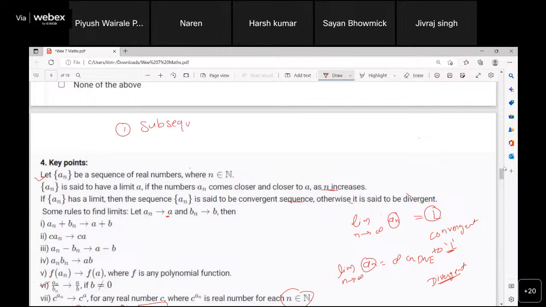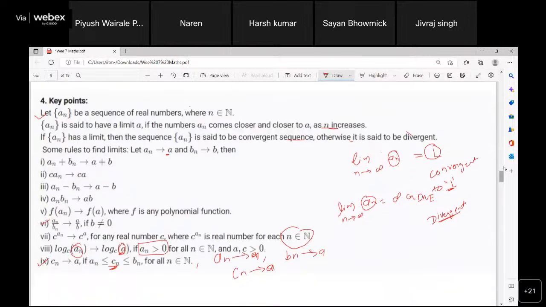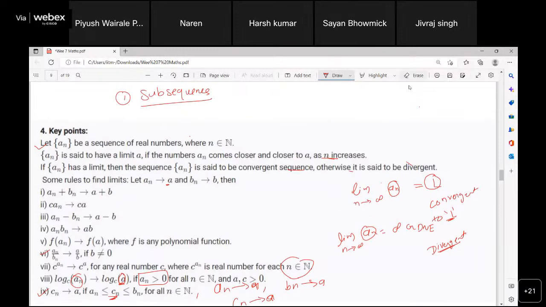Sir, before you go into anything, can you please give an example for the sandwich principle? It's kind of confusing sometimes while implementing.